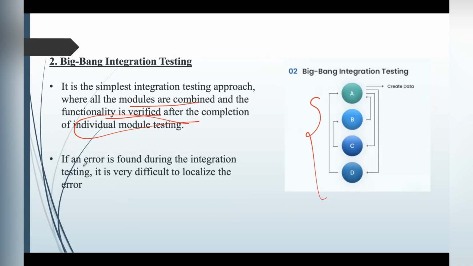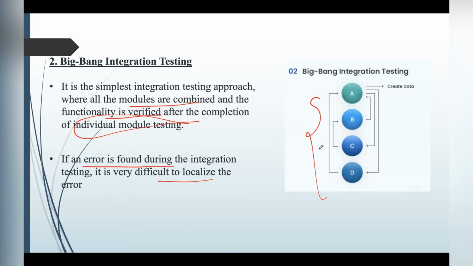For example, if an error is found during integration testing, then it is very difficult to localize the error, as the error may potentially belong to any of the modules being integrated. So, debugging errors reported during Big Bang integration testing is expensive to fix. So, simply we can say that Big Bang testing is a software testing approach where all components or modules are combined and tested at once.